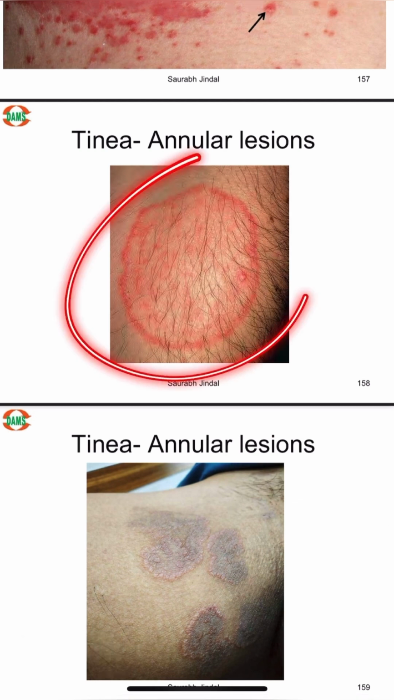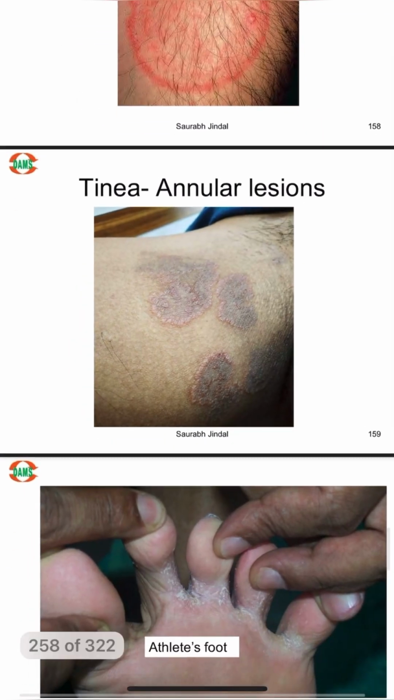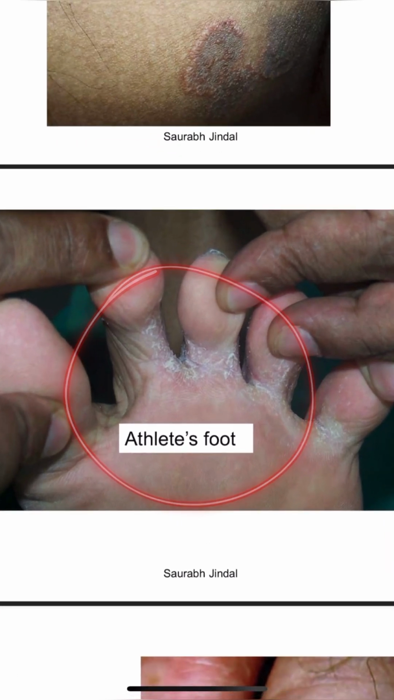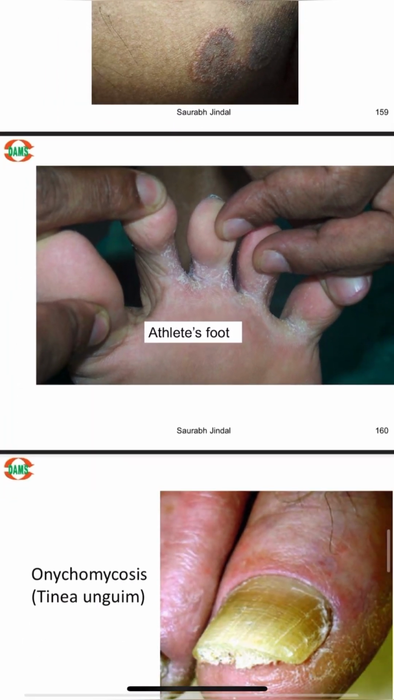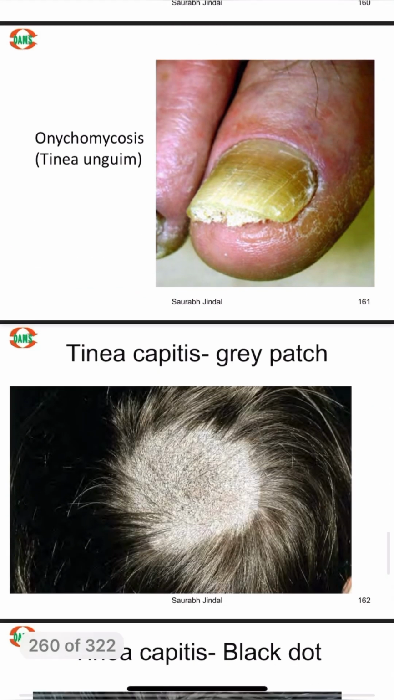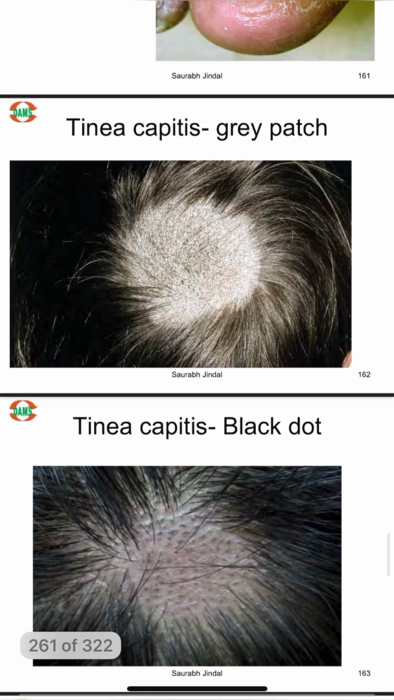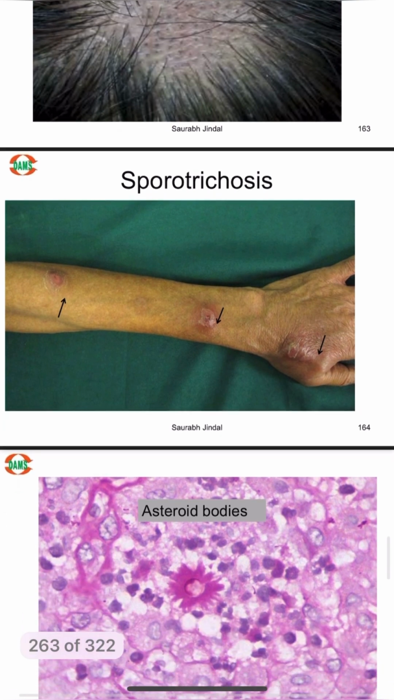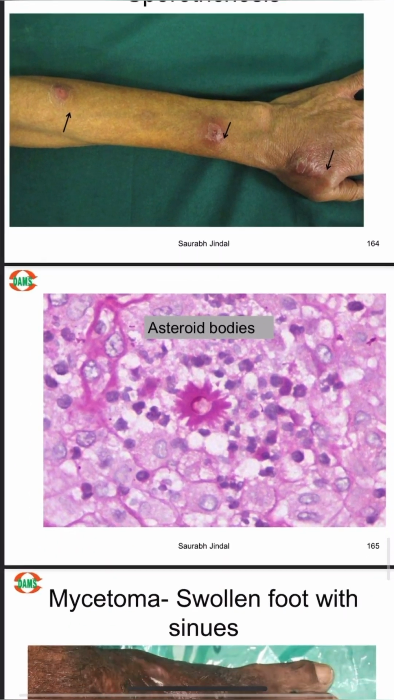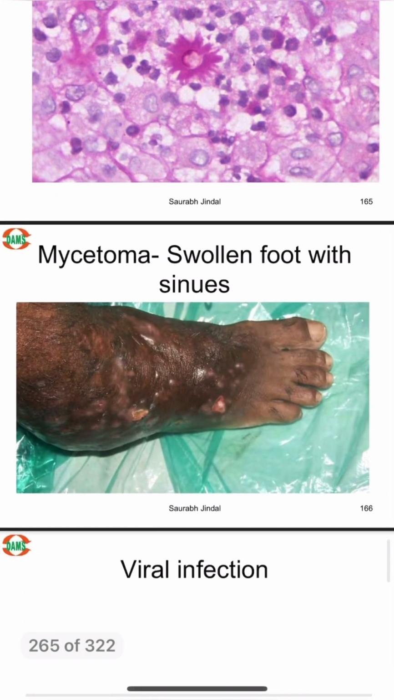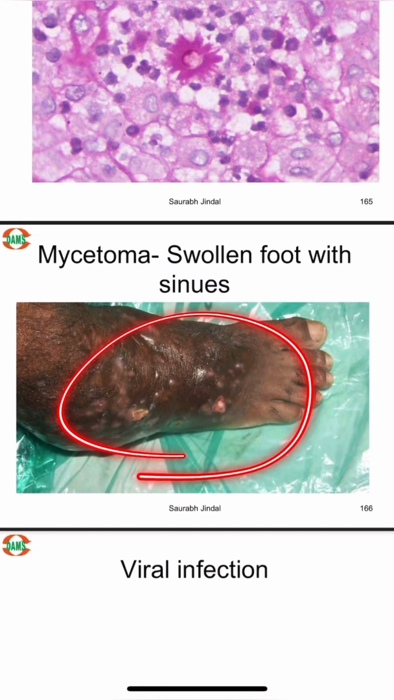Annular lesions in tinea. This is athlete's foot because of tinea pedis. Onychomycosis, tinea unguium, tinea capitis, grey patch, black dot. This is sporotrichosis. Asteroid bodies seen. Mycetoma, swollen foot with sinuses.